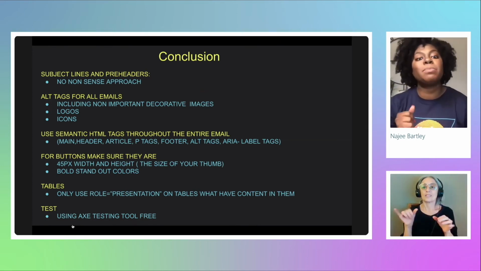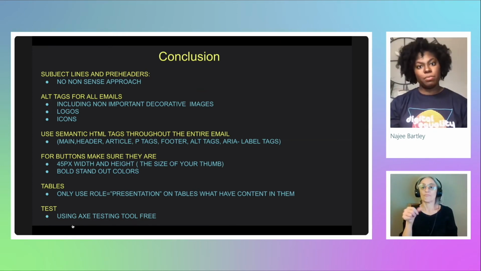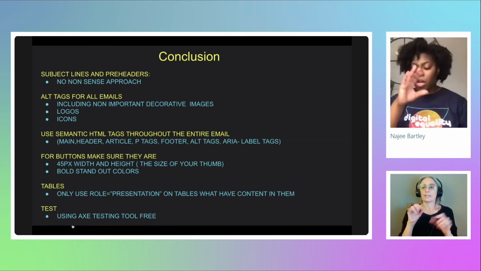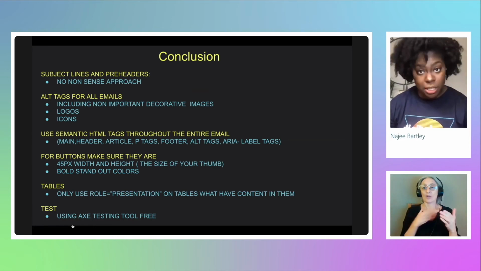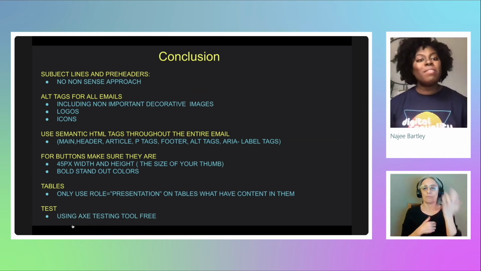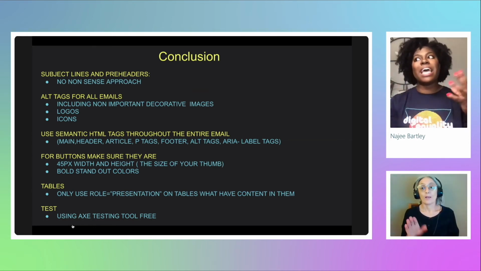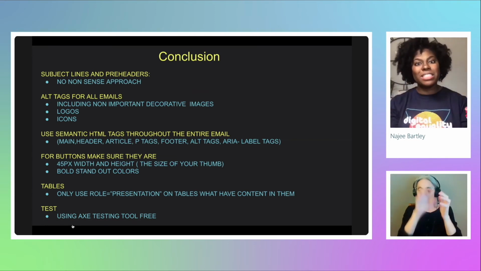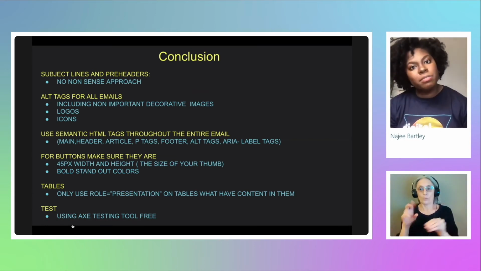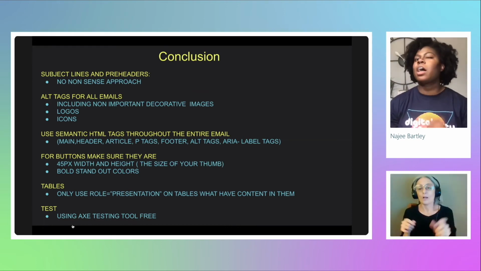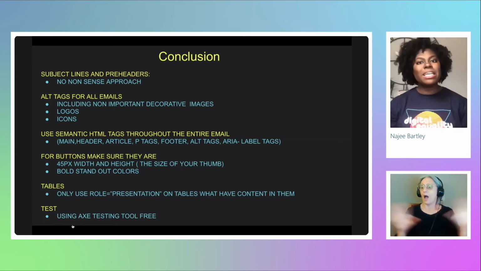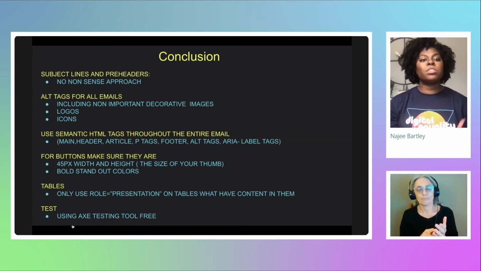Your buttons need to be bold and stand out. You do not want a light gray button on a white background because no one's going to see it. Hey, if you have a link in your paragraph text, underline it. You need to underline it. Matter of fact, make it a different color, a color that stands out. Make it stand out.